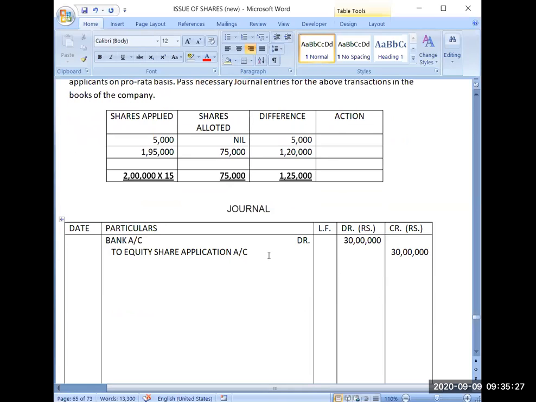Okay. Now tell me one thing. I have received applications for 5,000 shares. Now listen very carefully, please. This is a very important point. I have received applications for 5,000 shares that I have rejected. I have not accepted their application, meaning I am not allotting any share to them. So they might have paid me some amount when they applied for 5,000 shares. How much amount would they have paid me at the time of application?